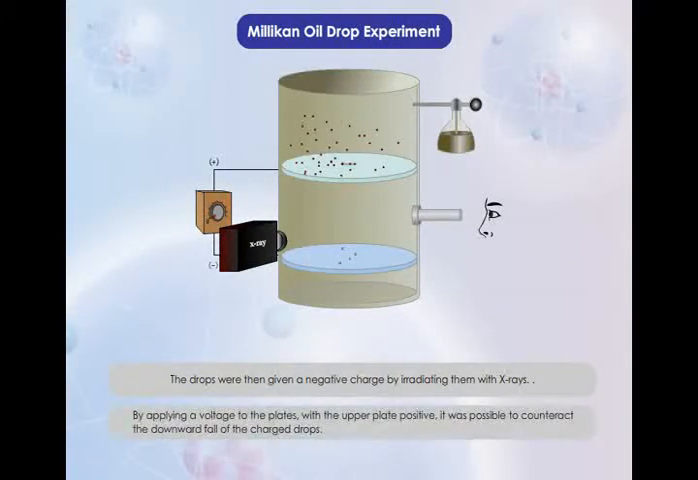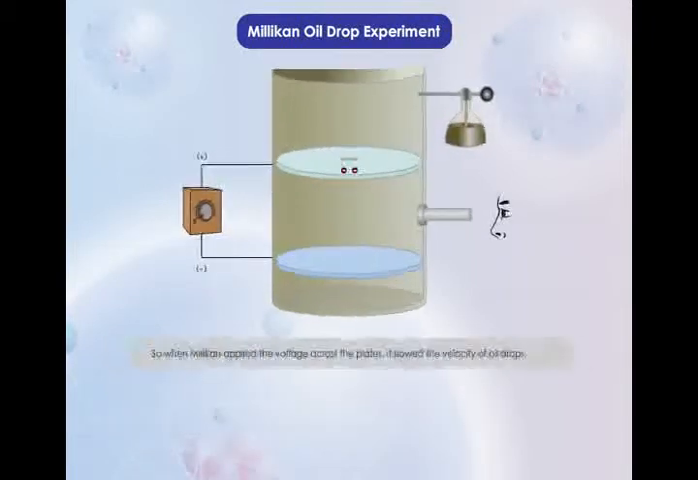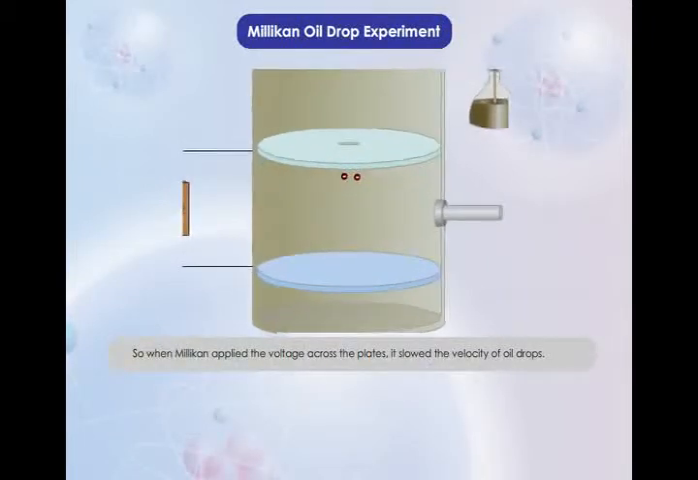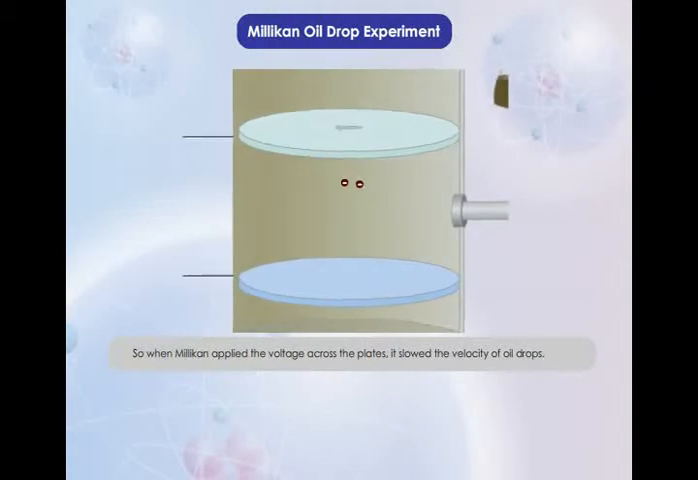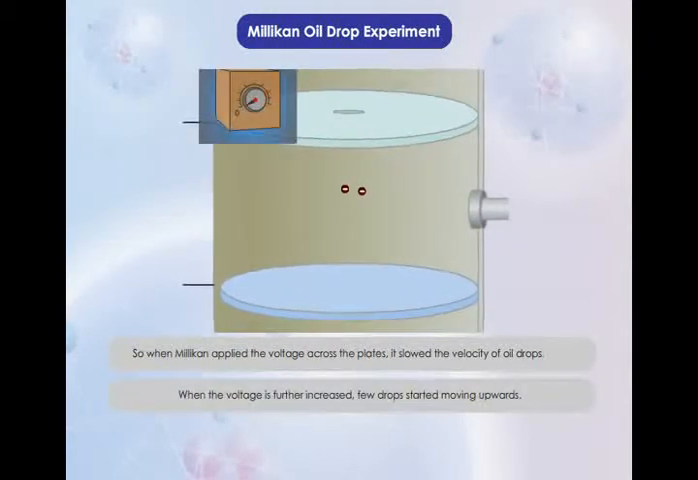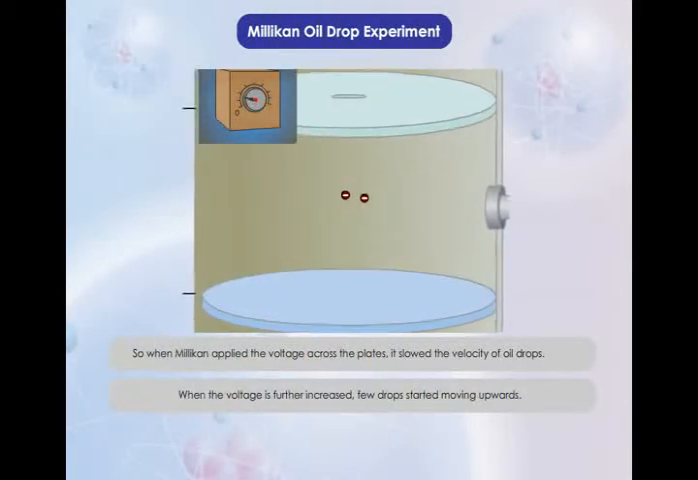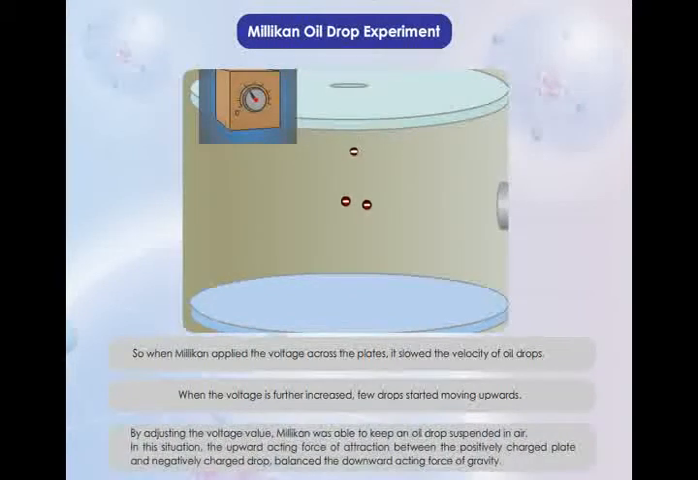By applying a voltage to the plates, with the upper plate positive, it was possible to counteract the downward fall of the charged drops. So when Millikan applied the voltage across the plates, it slowed the velocity of the drops. When the voltage is further increased, a few drops started moving upwards. By adjusting the voltage value, Millikan was able to keep an oil drop suspended in air.